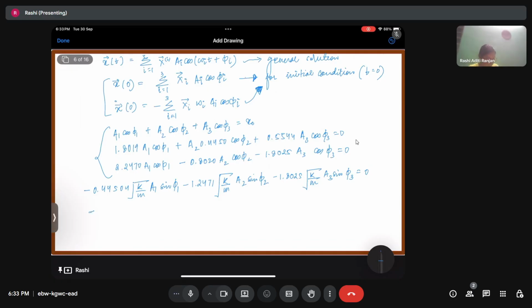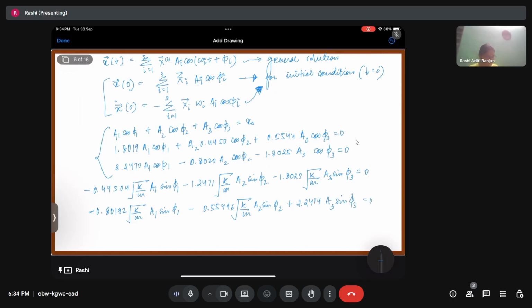Second equation, 0.80192 under root k by m a1 sine phi 1 minus 0.55496 under root k by m a2 sine phi 2 plus 2.2414 a3 sine phi 3 is equal to 0.